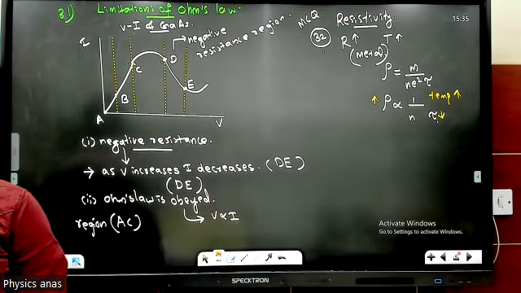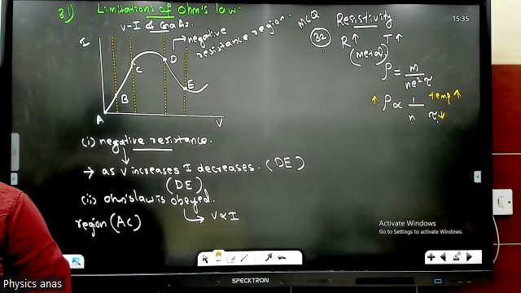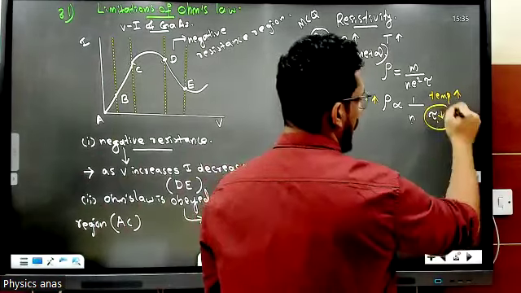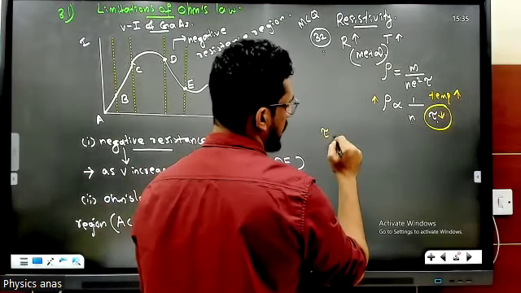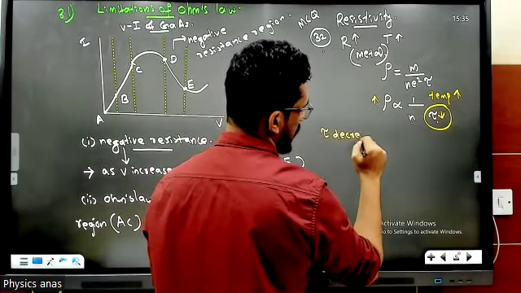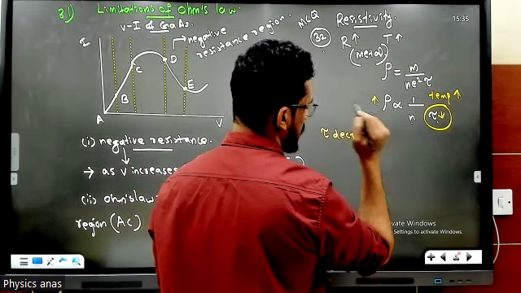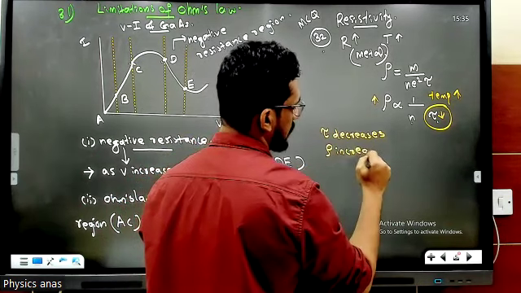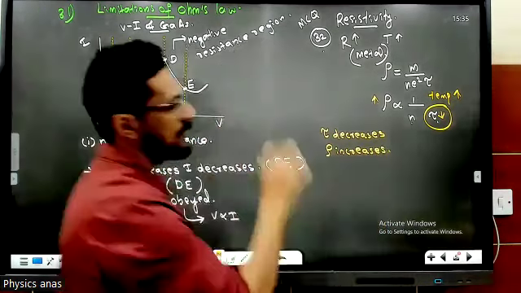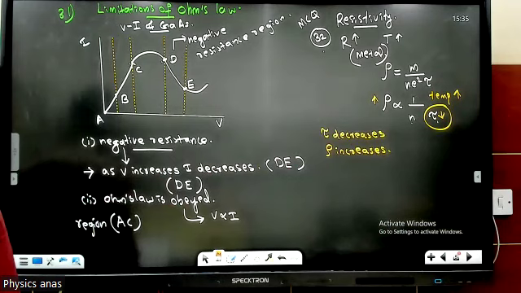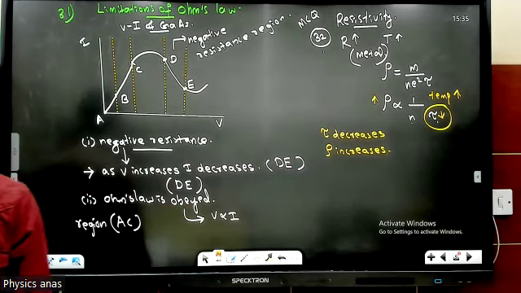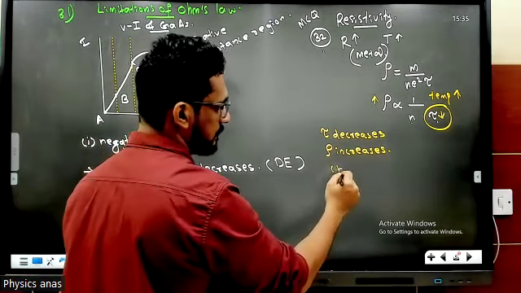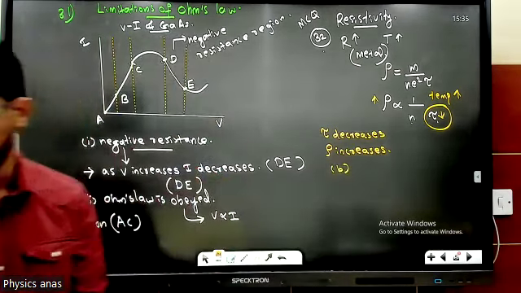Decrease in free electron density, that's wrong. Decrease in relaxation time, that's right. As relaxation time decreases, resistivity increases. That will be our answer. What is the option? Option number B. Got it? Mark it.